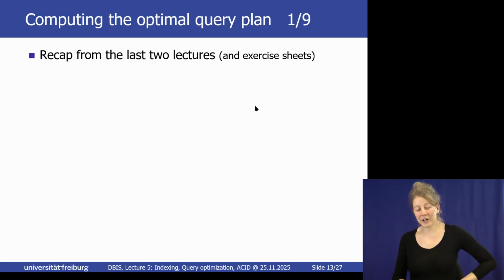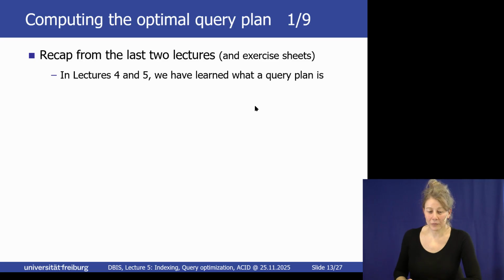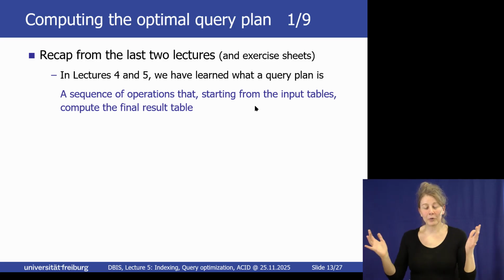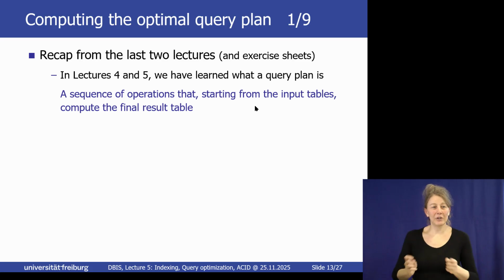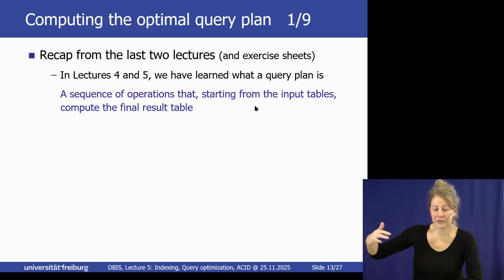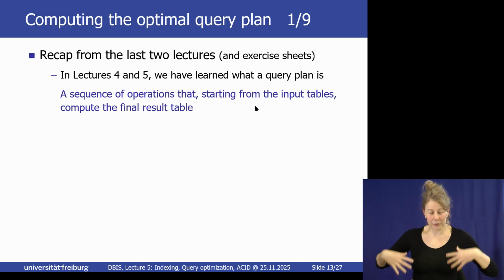What is this about? Let's just recap what we did in the last 2 lectures. It was even in the comments for the last sheet. Manual query planning is exhausting. So we have learned what a query plan is. It's this sequence of operations. You have your input table, say join this, then join this, select these columns, group it like this, project. Sequence of operations, you start with your input table, you get a result table in the end.